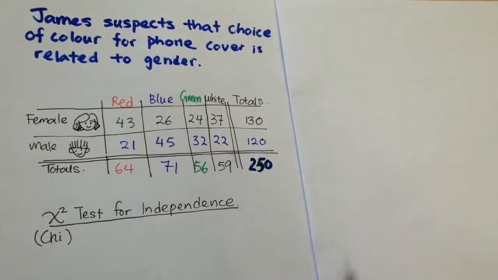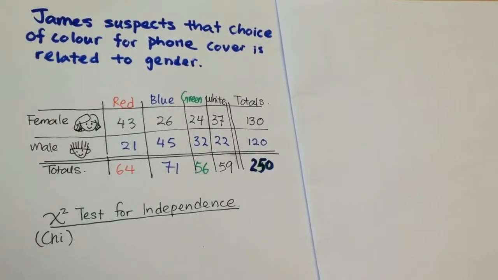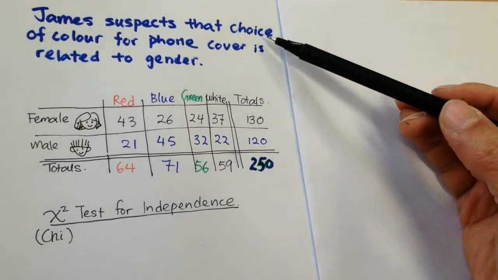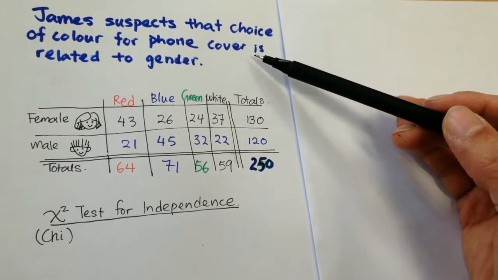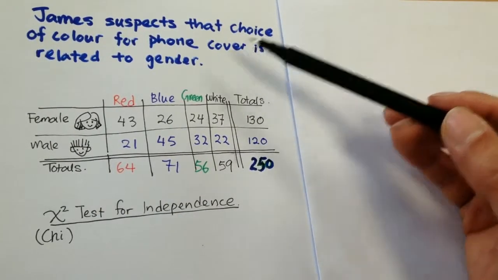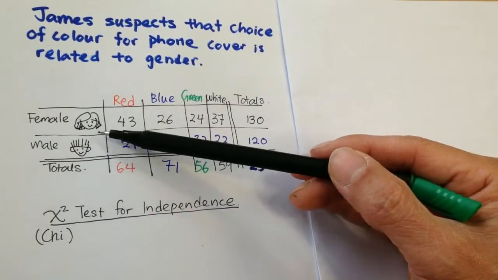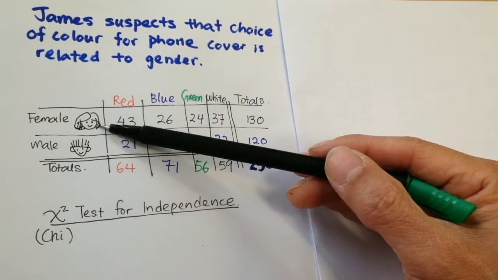Today we talk about the test for independence. This is basically a test where you are trying to figure out whether two categorical data are independent. For example, in this particular case, the choice of the color of phone cover is one categorical data, red, blue, green and white, and the other categorical data is gender, male or female.